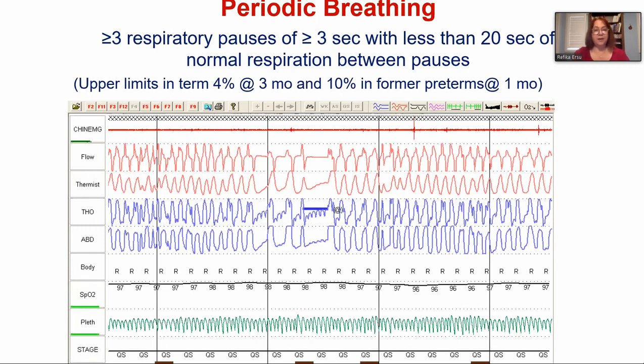So going to periodic breathing. Periodic breathing is central apneas in a row. Here you see a flow and thermistor signal. To call this periodic breathing, you need to have more than 3 respiratory pauses. There are 4 here. And they need to be all lasting more than 3 seconds. And there should be less than 20 seconds of normal respiration between pauses. So if you had one here, another one here, and then another one here, after 20 seconds of normal breathing, you wouldn't score that as periodic breathing.